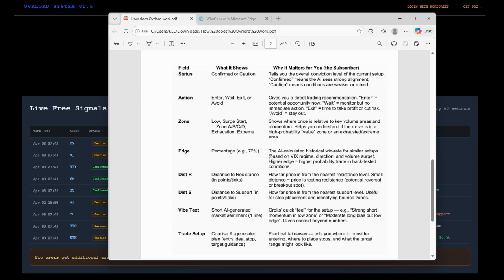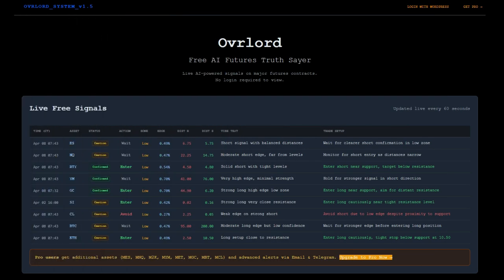The edge, which is actually the probability calculation. So we try to look for anything over 55%. We have distance from resistance and distance from support, the vibe text, and an AI-based trade setup. This legend is also available on Borrow's Edge Trader Ovrlord, so you can go get it if you need it.